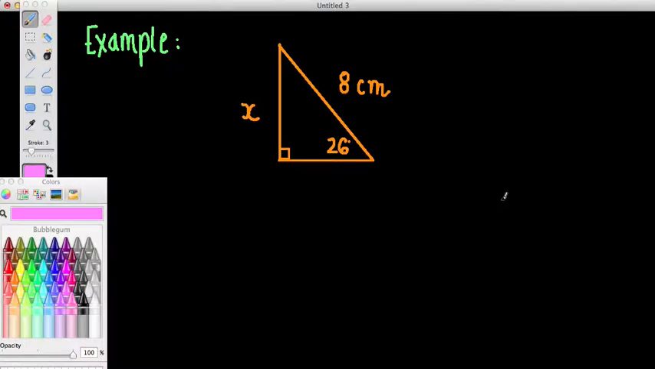So this is a typical trig problem. Have a look. Right angle triangle, reference angle given, 26 degrees. I've got an unknown side here. It's given x. It's the variable. We've also got one side that is given, and that's 8 centimetres.